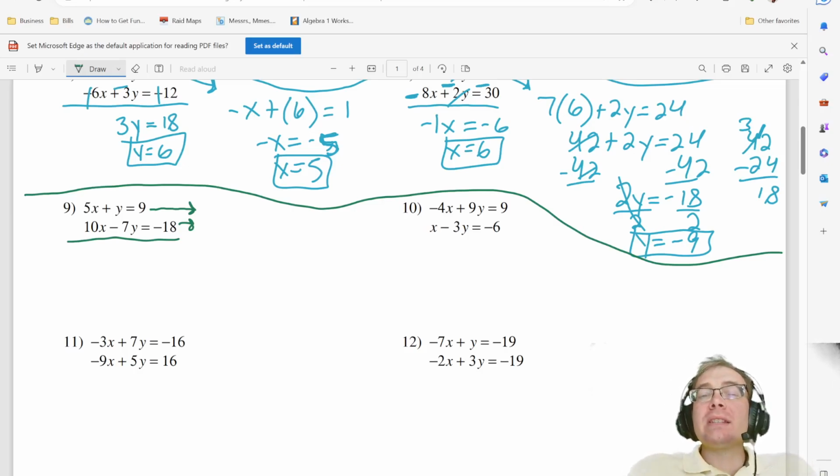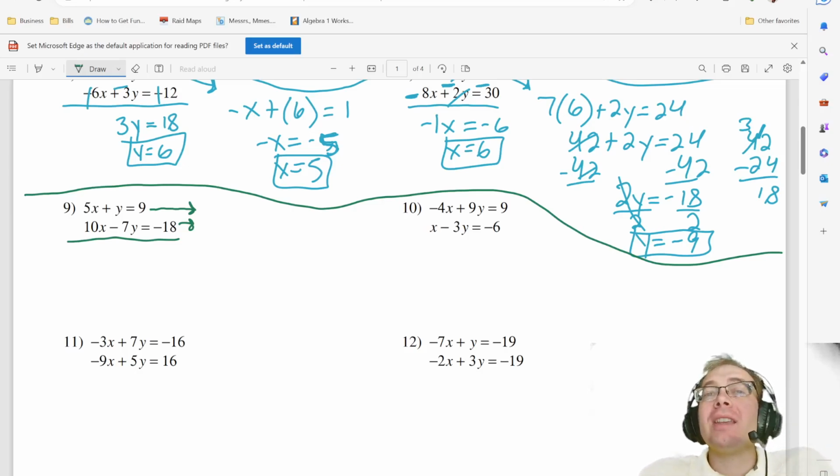This is one of the trickiest. This is still not the hardest type of elimination. It gets worse. So what we have to do, a couple things actually, two thoughts.